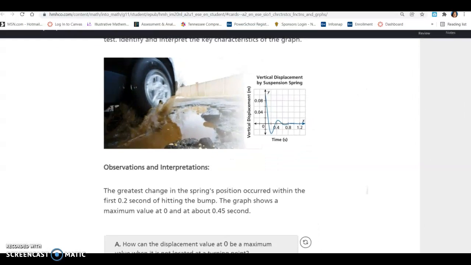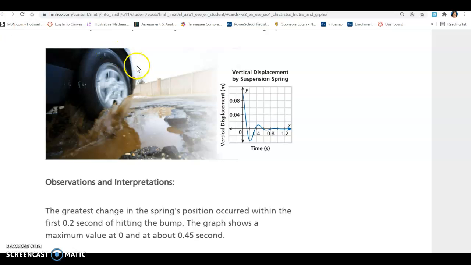All right, so if we look at the graph here, we can see that it says the vertical displacement of suspension, and on the x-axis we've got time in seconds, and on the y-axis we've got vertical displacement in meters. So you can see at time 0 it's about 0.09, and then it drops below 0 and then goes back up and goes back down and back up, and it kind of levels out here.